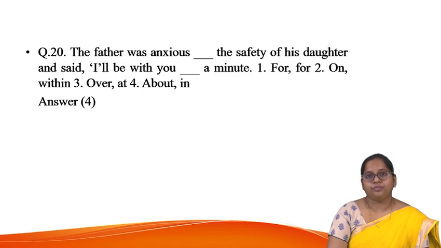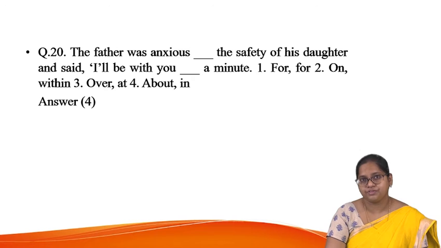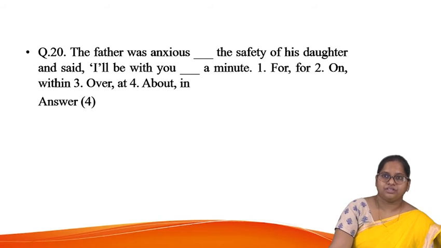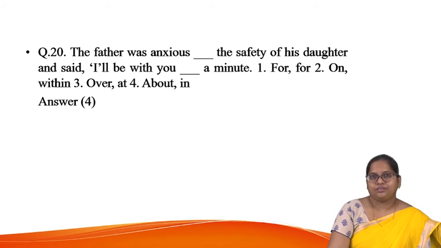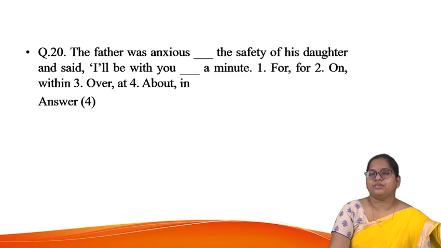Let us see a few practice questions on prepositions which we started in the previous sessions. The father was anxious blank the safety of his daughter, and said, I'll be with you blank a minute. For each blank, you are given options, so you have to choose the best one. On, within, over, at, for, about, in.